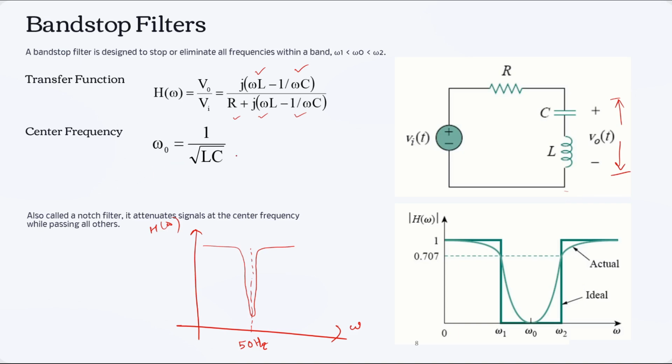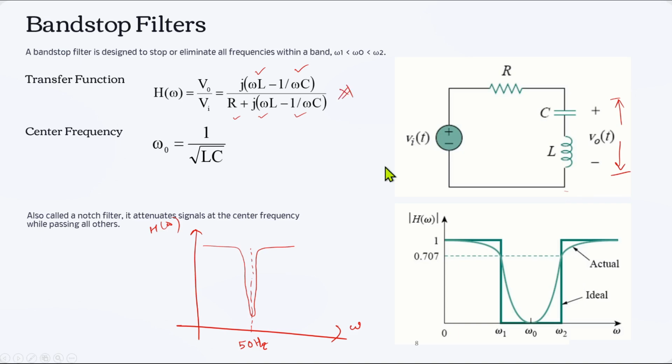And the center frequency is, as we already know, 1 by root over LC, which is nothing but the resonating frequency. So this is the bandstop filter and the response of the bandstop filter. So I hope you have understood up to this.